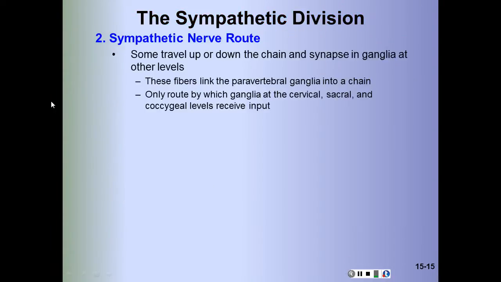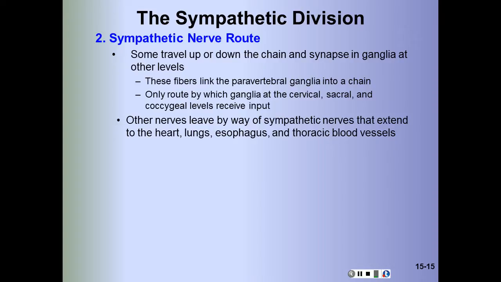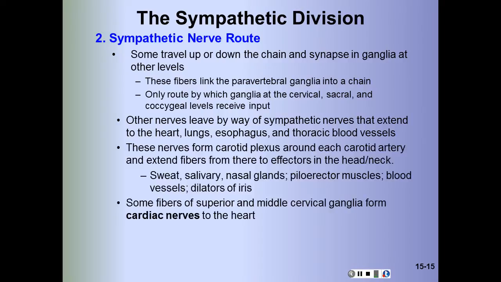In the sympathetic nerve route, the postganglionic fibers leave by way of the sympathetic nerves that extend to the thoracic viscera. They form a carotid plexus around each carotid artery and extend fibers from there to effectors in the head, looking at sweat, salivary, and nasal glands, piloerector muscles, blood vessels, and of course dilators of the iris. Some fibers form the cardiac nerves to the heart.